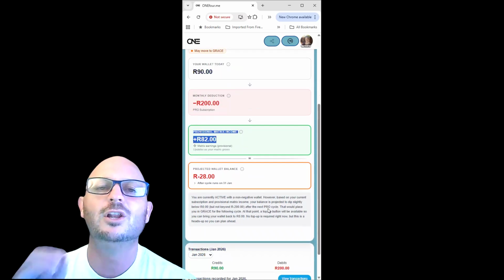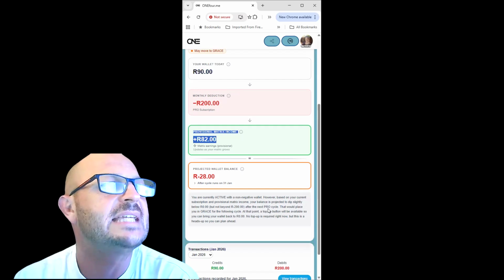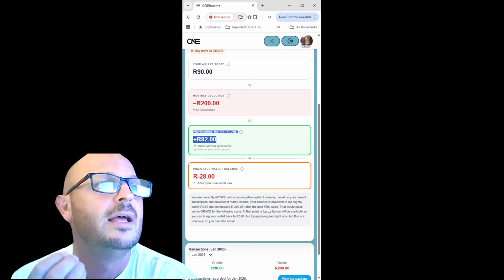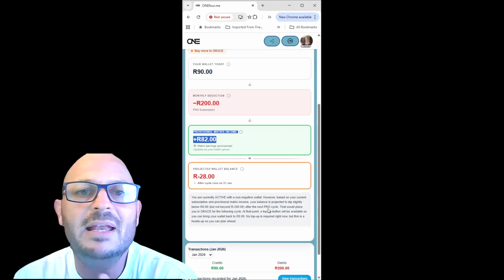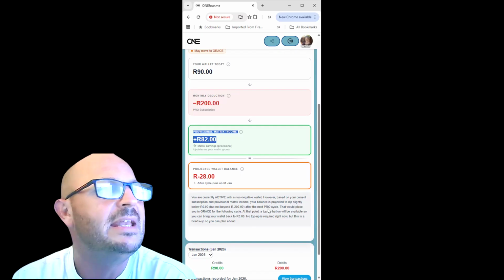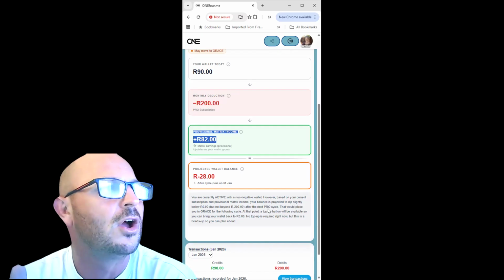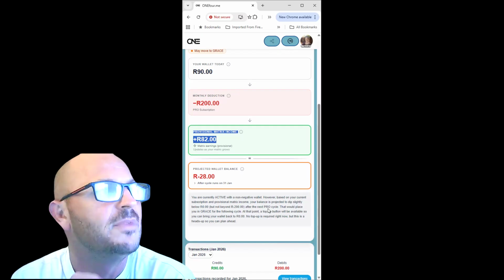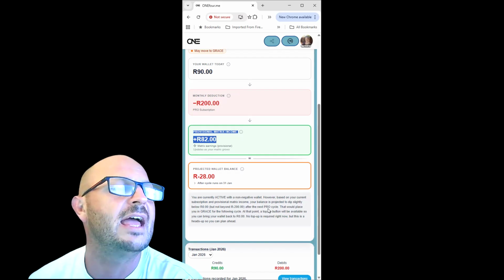Then the system will apply your matrix value. So at the moment, it looks at what your matrix value currently is. It says it is a provisional matrix amount, because it can change depending on your rank, depending on how many people are added to your matrix. That amount will change as the month goes on. So that is provisional, but as it stands at the moment, this matrix value is 82 rand.